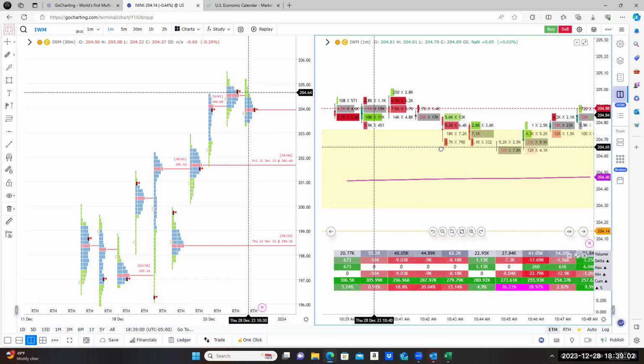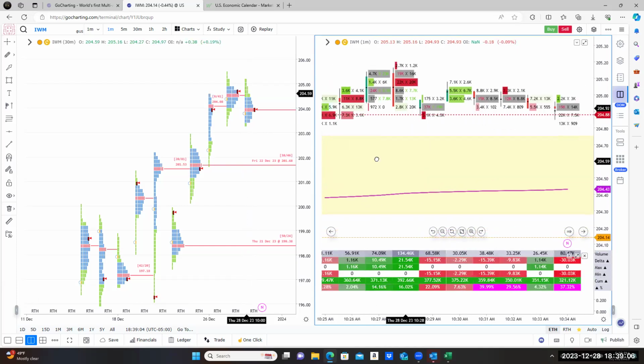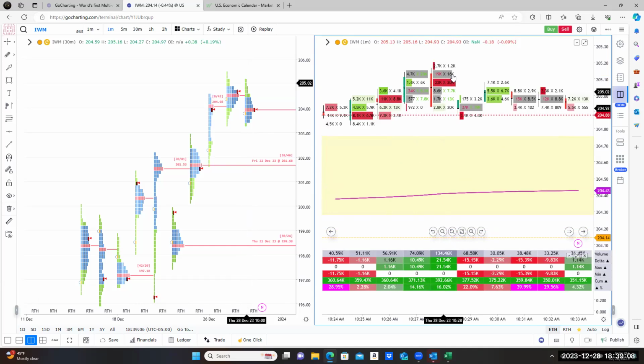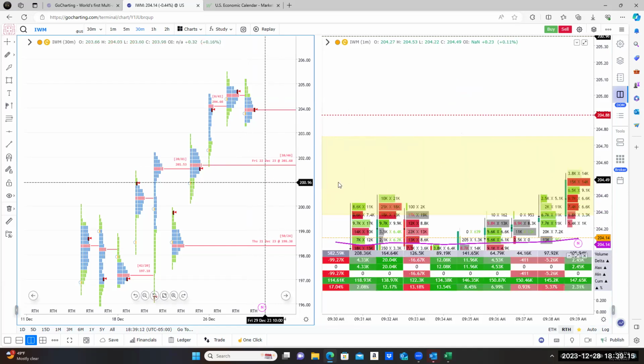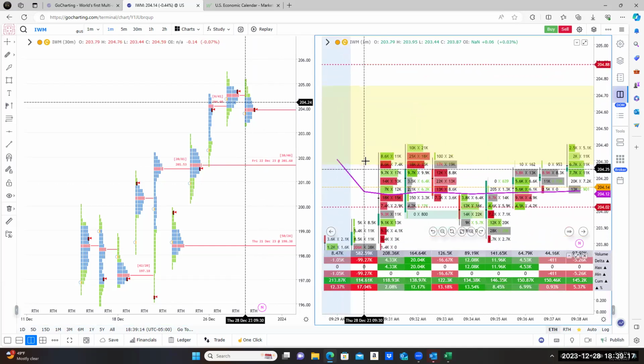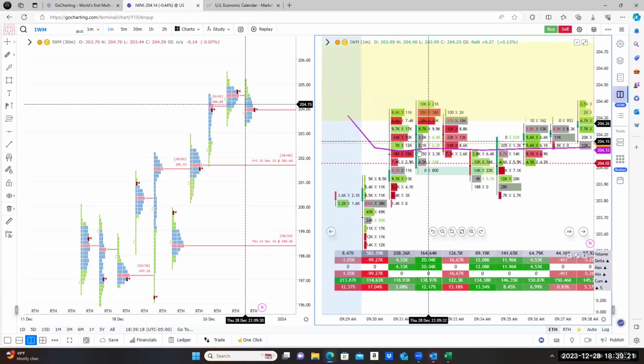Waiting for the opportunity. I know I say a lot of times I want to wait for the buyers to come in. I want to wait for sellers to come in. This is what I mean. Excuse me. Let me go to the beginning of the day. This is what I mean when I say I want to wait to see if sellers come in or buyers come in. This P shape.